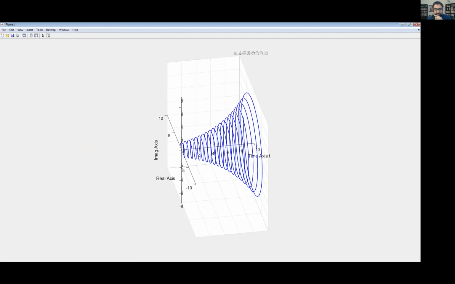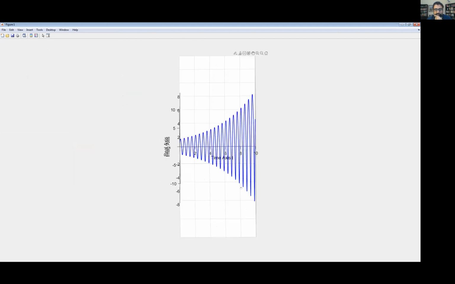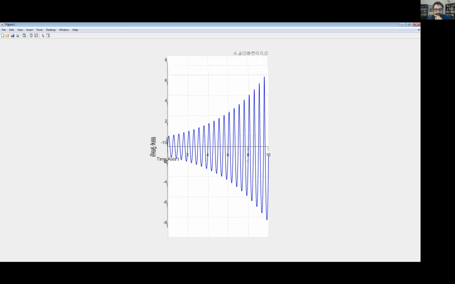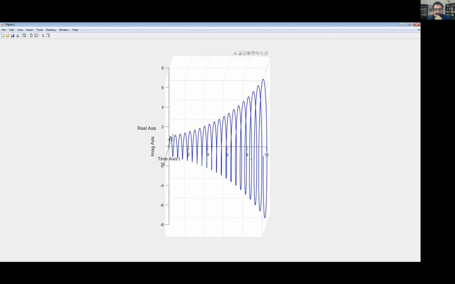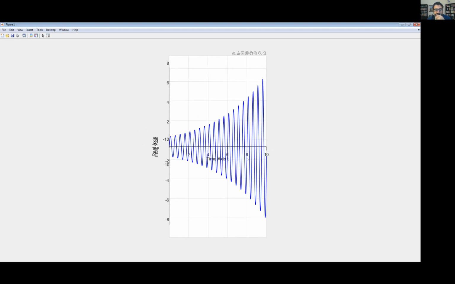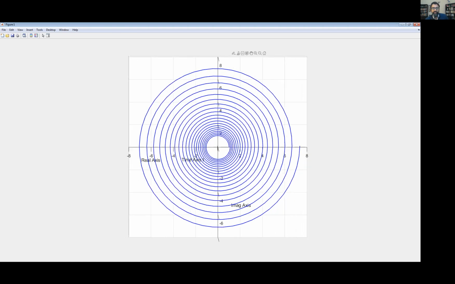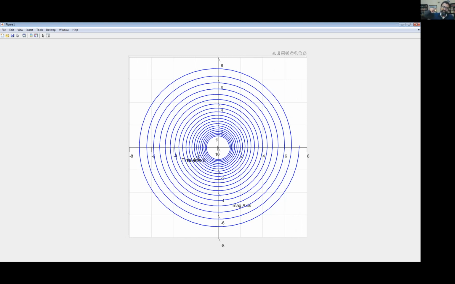So this is the time axis, this is the real axis, this is the imaginary axis. I can pull this around just to show you what is in the real domain. You see, this is the sinusoid, which is growing in amplitude. Similarly, from the top you will see the same kind of thing, except the phase is going to be 90 degrees off. If I look from the front, this is what it's going to look like. So I've collapsed the time dimension. The time dimension is actually coming out of the screen, and this is the projection on the imaginary axis and the real axis.